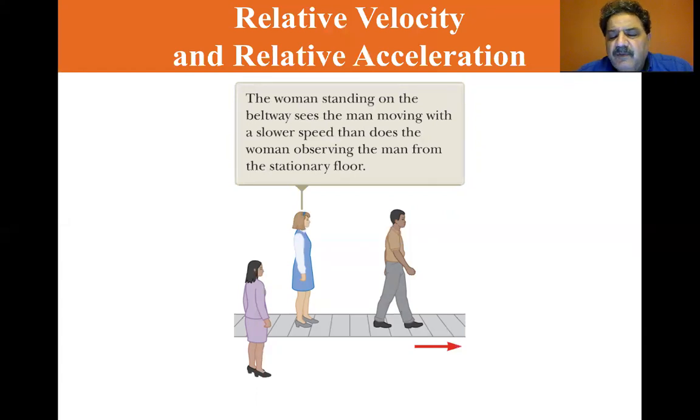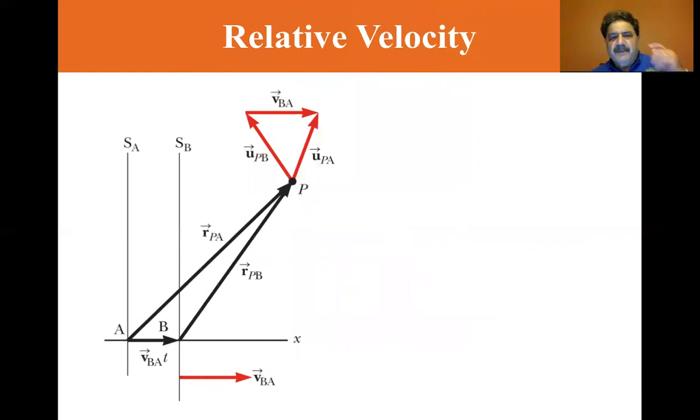The woman observing from the stationary floor sees the man moving with higher speed because the beltway speed combines with his walking speed. Both observers look at the same man and arrive at different values for his speed. Both are correct. The difference in their measurements results from the relative velocity of the frames of reference. Okay, now this will be a little bit complicated. This is where I say I won't make you responsible for it on any homework problems or tests. If I give you a homework problem, it'll be a simple one.